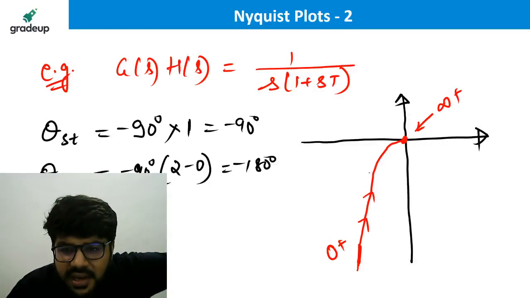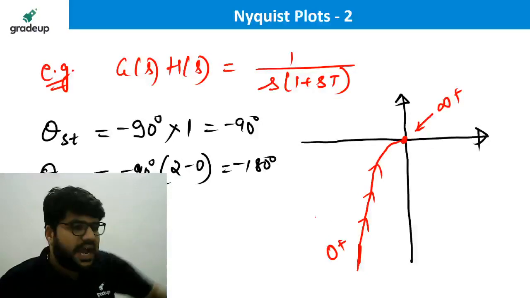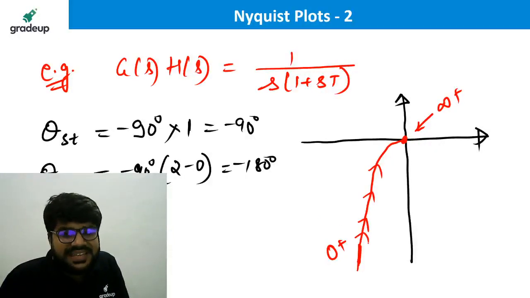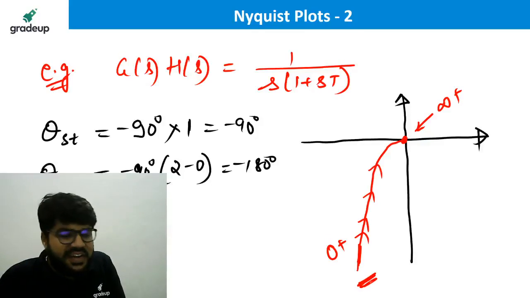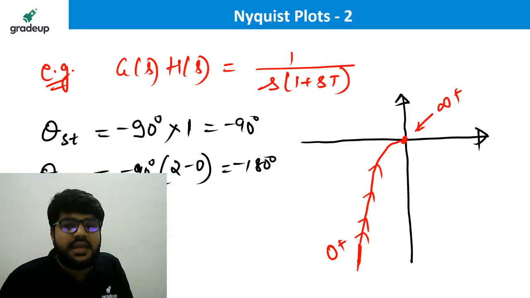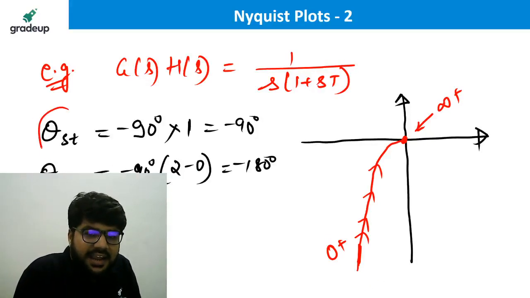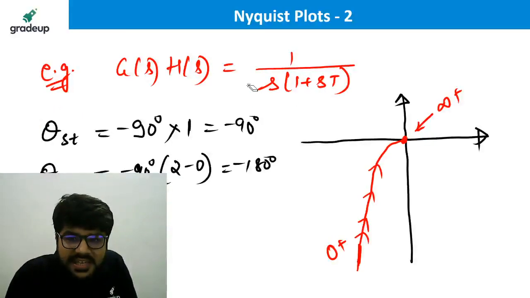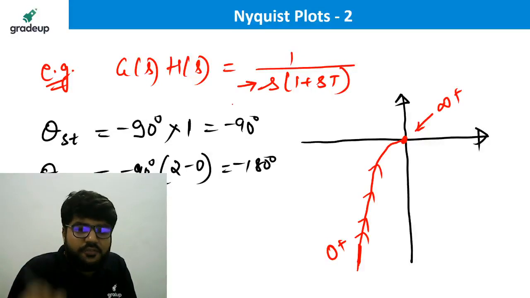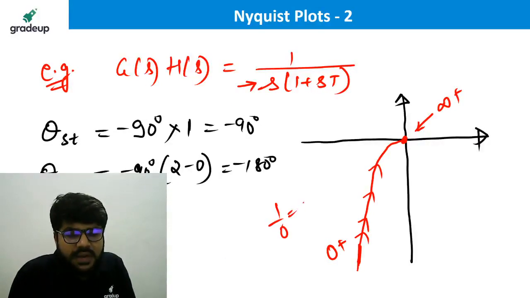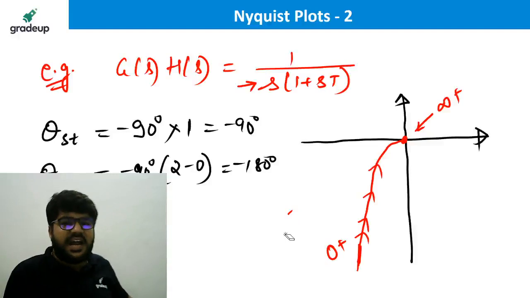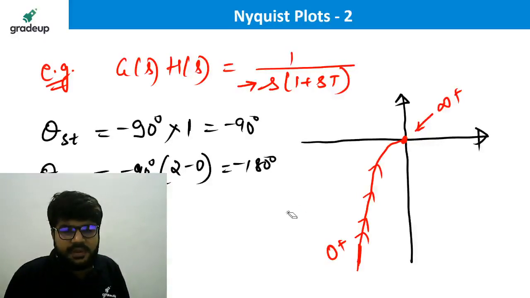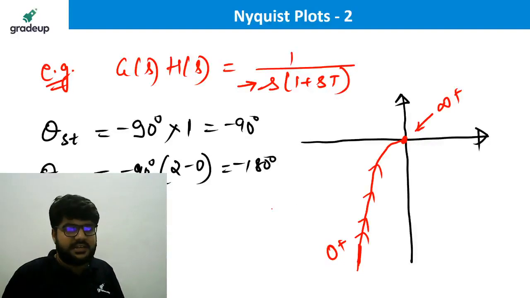Now, if you might have a question, listen. If you have the question, why am I starting from infinity? Can't I start from a finite point? No, sir, because starting means omega equals 0. And if you put omega equal to 0, it is there in the denominator, right? What is 1 by 0? Infinity. That is why we start from infinity.